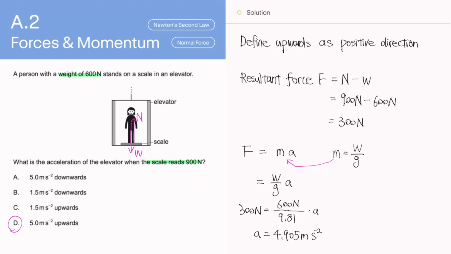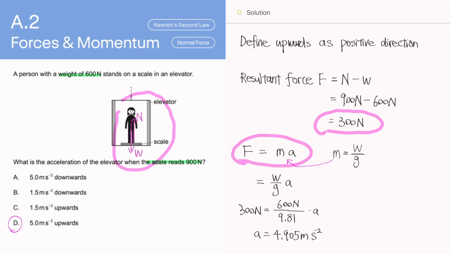Let's do a quick recap. First of all, to use F equals ma, you need to first identify the individual forces, then figure out the resultant force. Then you can plug the resultant force into F equals ma. Another key takeaway is the scale shows the normal force, which is like an upward support force acting on the person.